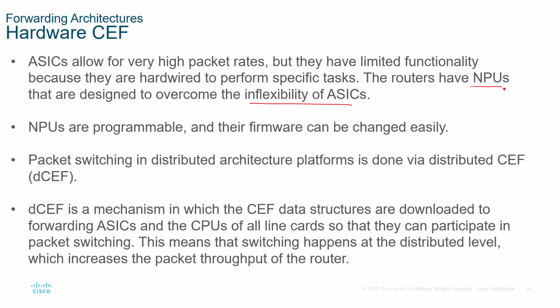Packet switching is distributed, again, the distributed architecture, and that's done by distributed CEF or dCEF. This is the mechanism by which the CEF data structures are downloaded to the forwarding ASIC and the CPUs of all the line cards or interfaces so that they can participate in packet switching. This means that switching happens at the distribution level, thus increasing the packet throughput of the router. Meaning we're trying to skip the router processor.